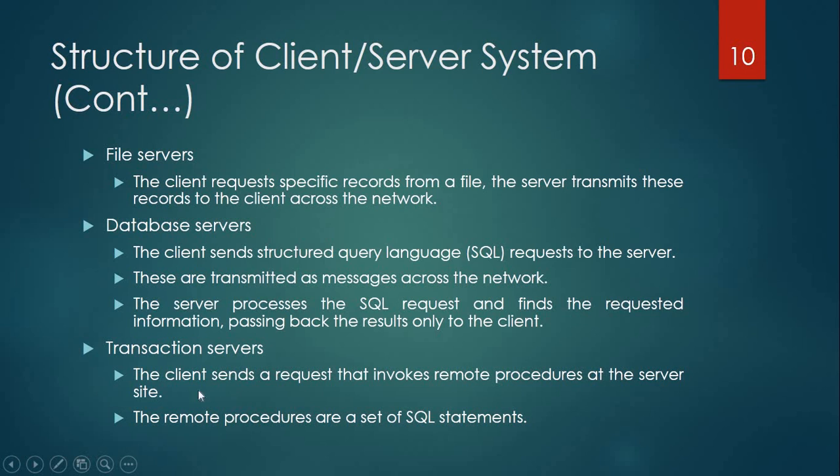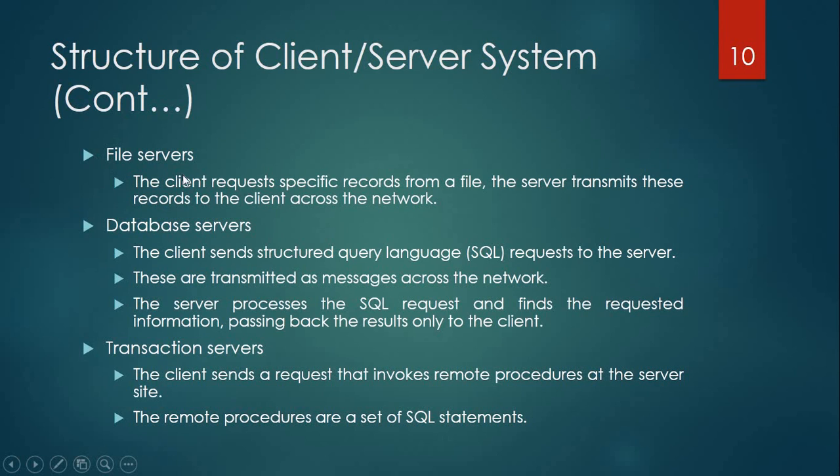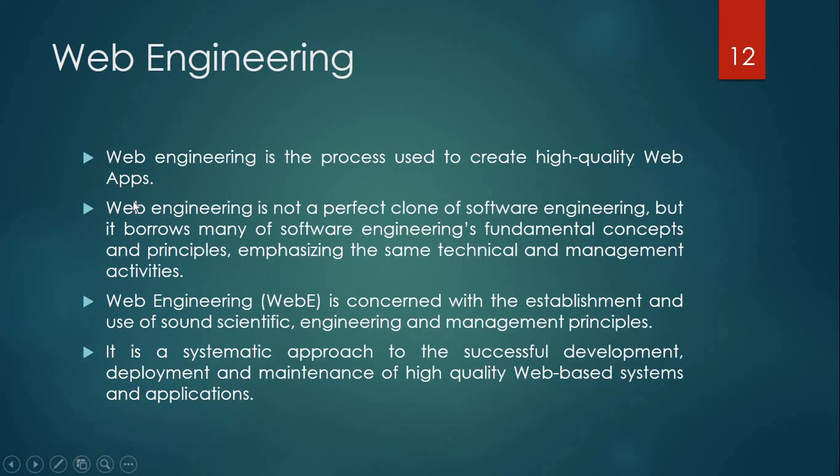Third one is transaction servers. The client sends a request that invokes a remote procedure at the server side. The remote procedure is a set of SQL statements. A transaction occurs when a request results in execution of the remote procedure with the result transmitted back to the client. Next one is groupware server. When the server provides a set of applications that enable communication among clients using text, image, bulletin board, video, and other representations, a groupware architecture exists. So these are the types. First one is file server, second one is database server, third one is transaction server, and fourth one is groupware server. So this is it for today's video lecture.